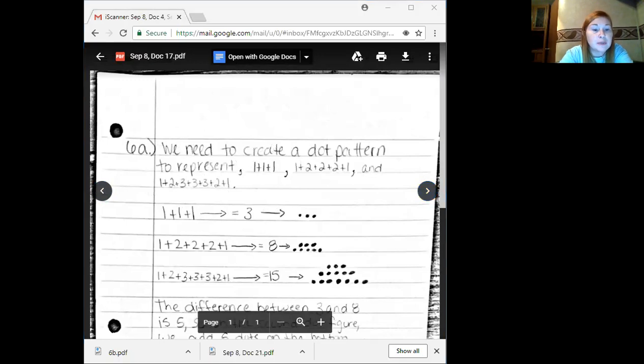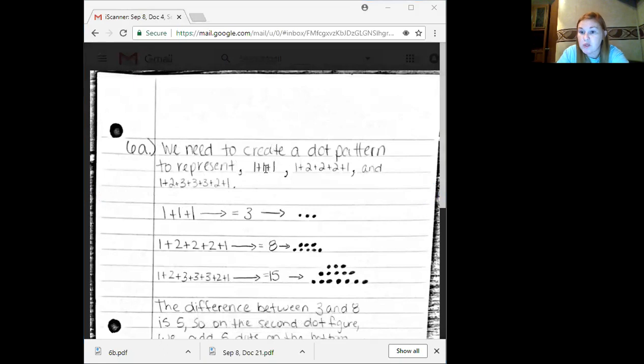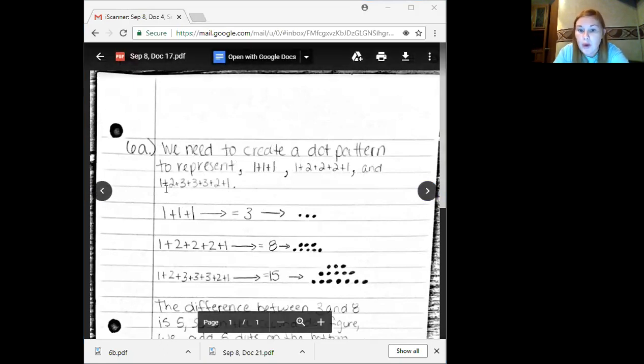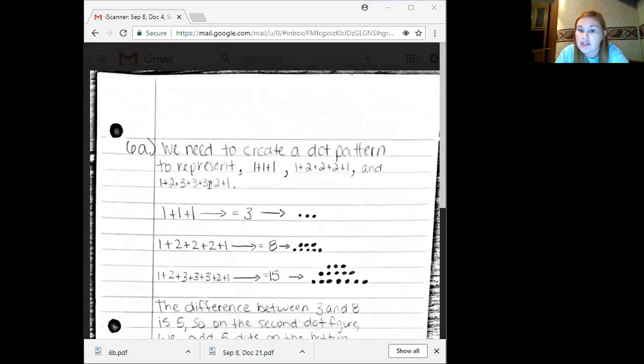Next, we're going to look at number 6, and it says to consider the trapezoidal numbers listed, and then the nth trapezoidal number is this long number here, where n is a positive integer. So we're going to create a dot pattern to represent the 1 plus 1 plus 1, the 1 plus 2 plus 2 plus 2 plus 1, and 1 plus 2 plus 3 plus 3 plus 3 plus 2 plus 1. It's a mouthful, I know.